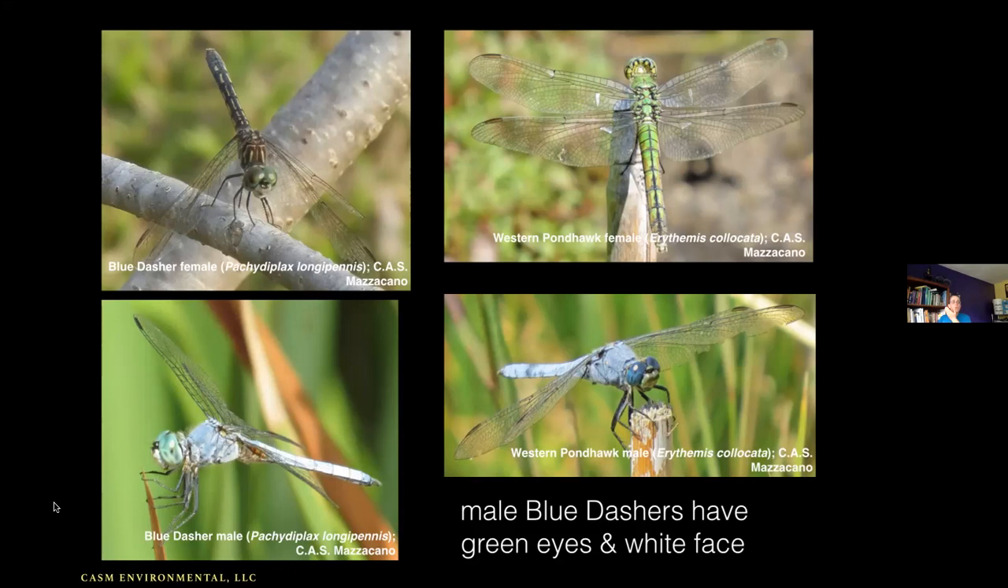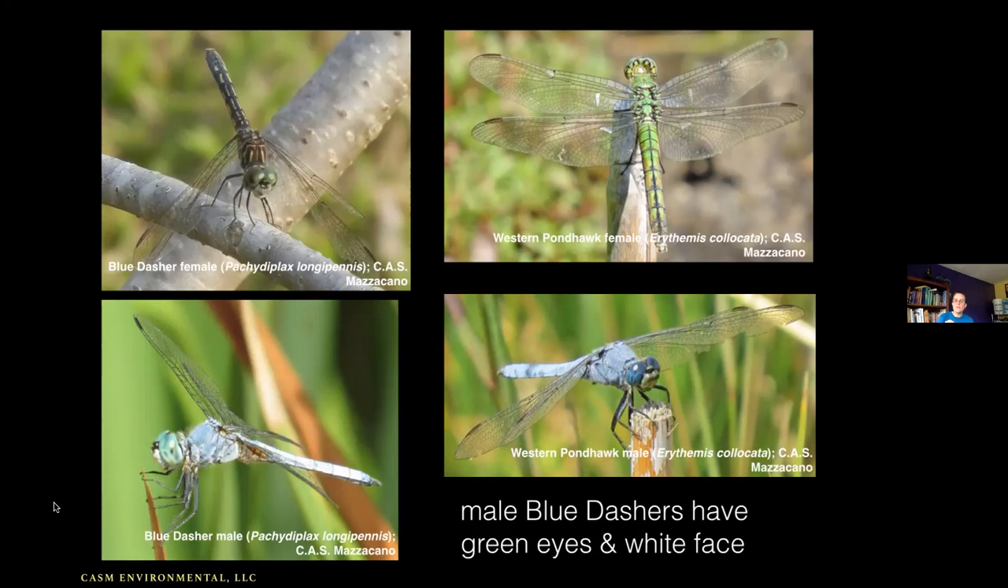And you can see that in that profile picture there. Male Western pondhawks have more of a dark teal colored eyes, not the bright green, more of a bluer kind of shade. And the front of their face is sort of a dirty green. It is not that bright, shiny, reflective white.